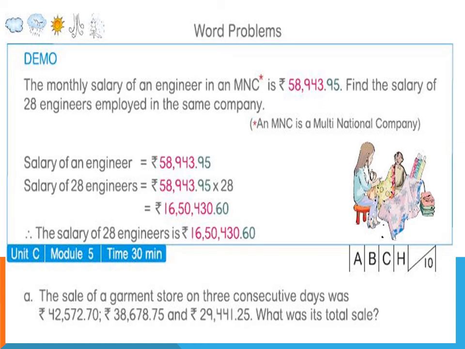Pause the video, note down the demo if you need, try it yourself. Then try to solve the problems in module number 5. The first question is, the sale of a garment store on 3 consecutive days was this much, this much and this much. So the total sale of the garment store on 3 days is given. What is its total sale? So that means you have to add all the 3 numbers and you will get the answer.